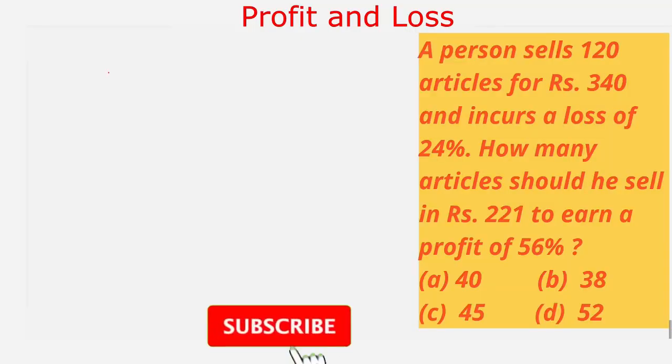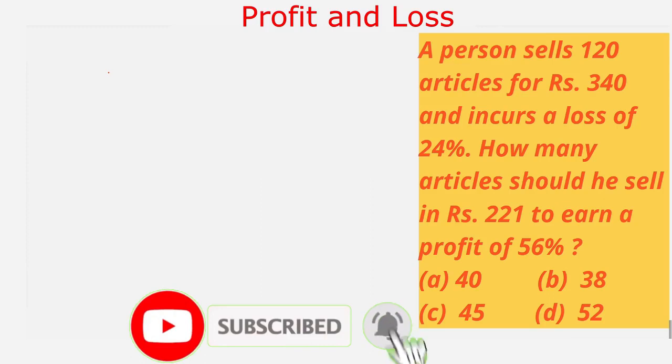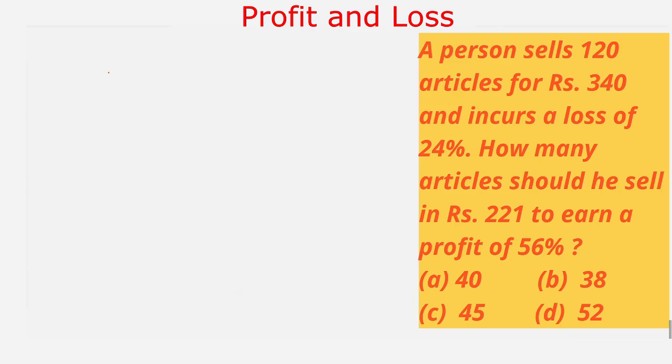In such types of questions, we have to find the quantity making both the selling amounts equal. Earlier he was selling 120 articles for 340 rupees. So we have to find how much he was selling in 221. We can find this quantity. In 340 he was selling 120 articles. Therefore for 221 we get 120 multiplied by 221 divided by 340.